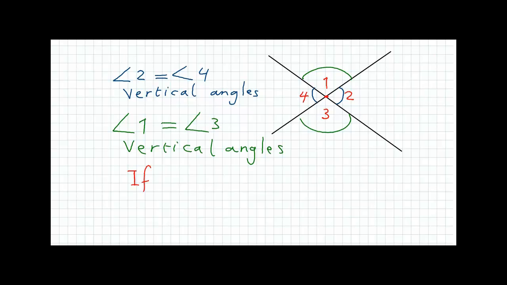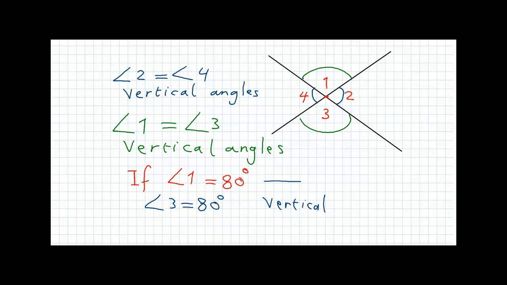So angle 1 is also equal to angle 3 because they are also vertical angles. If angle 1 is equal to 80 degrees, then we can say that angle 3 is equal to 80 degrees also, and the reason here is because they are vertical angles. But also we can say that angle 2 should be equal to 100 degrees because it is a supplementary angle to angle 1.